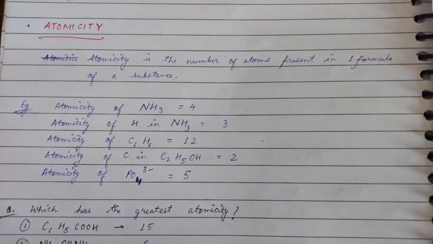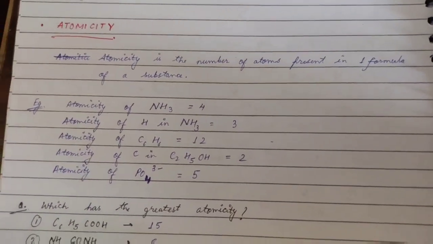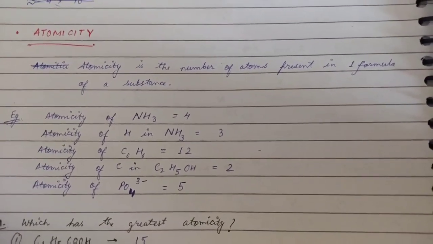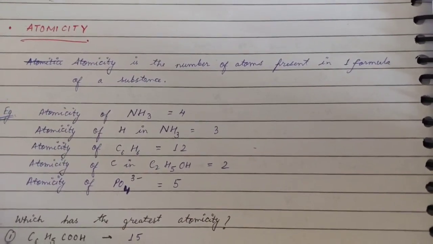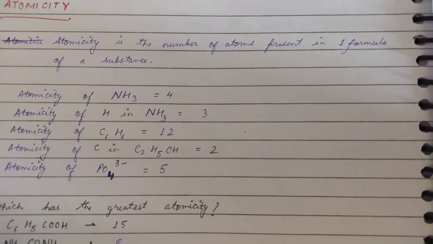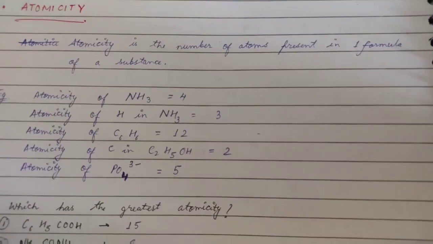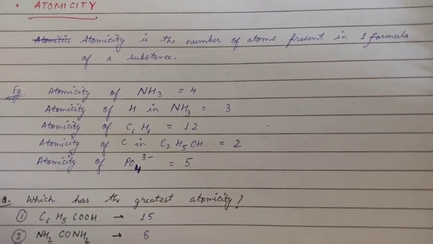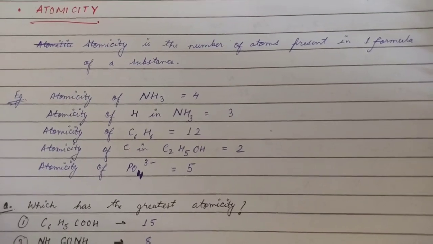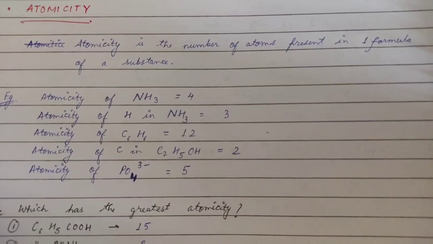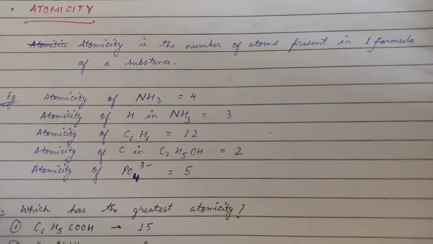Now another thing is atomicity. I have already told you about atomicity. Atomicity is the number of atoms present in one formula of a substance. One formula can be an atom, an ion, a compound, anything, not necessarily a single atom only. See, atomicity of NH3 is 4. Basically it is asking the number of atoms present in one ammonia molecule, one ammonia compound.